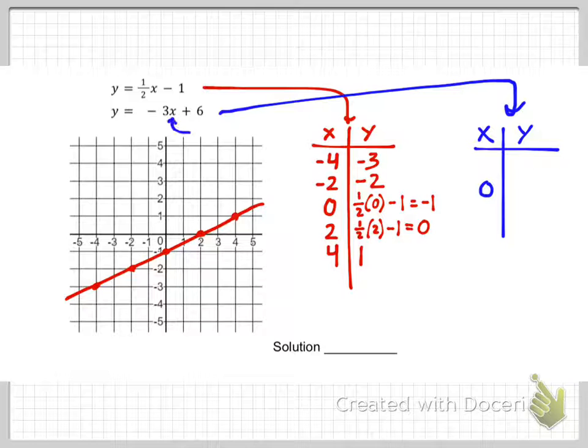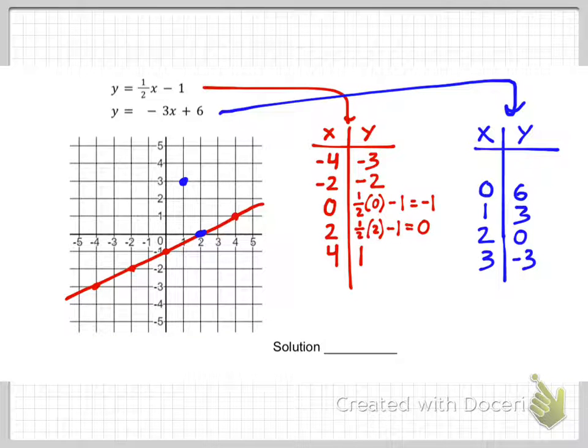When I plug in 0, I get 6. Uh-oh. Well, I can't plot that. Let's try 1 and see what happens. See if we go up or down. When I plug in 1 there, let's see, -3 times 1 is -3 plus 6 is 3. So, phew, we can graph that. And I know I'm going in the right direction, so I should keep increasing my x value. So let's try 2 now. When you plug in a 2, you get 0.